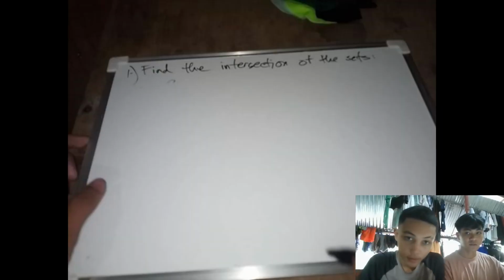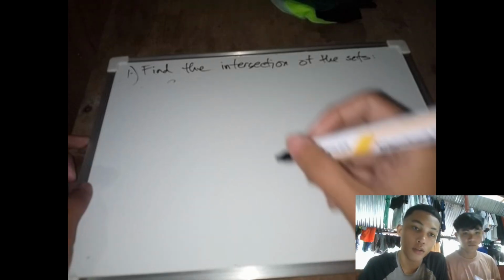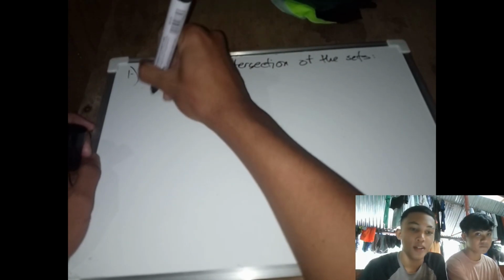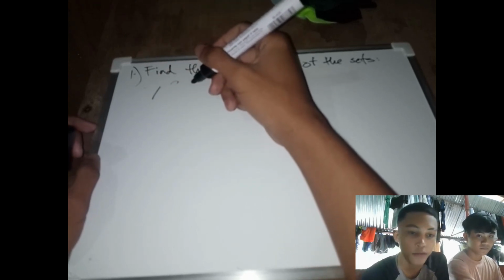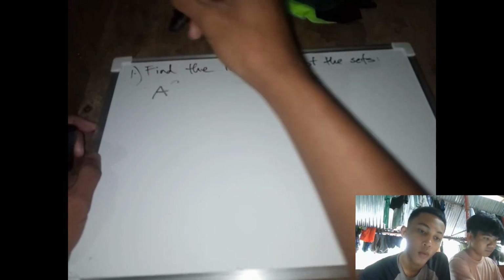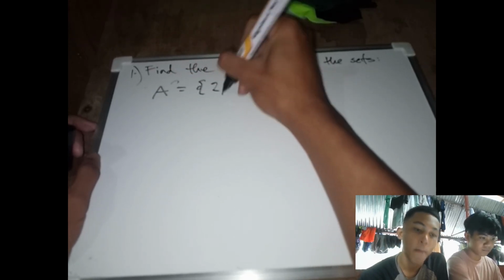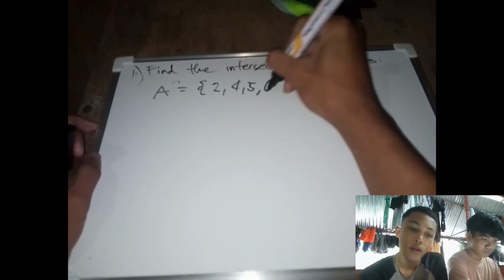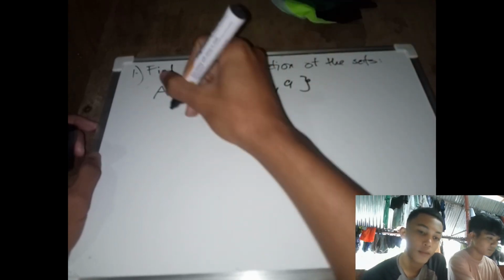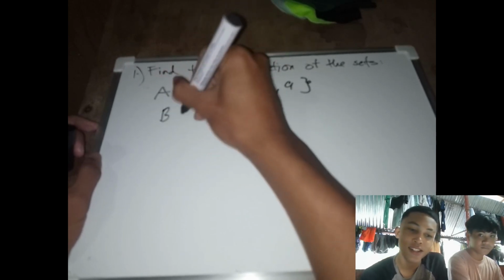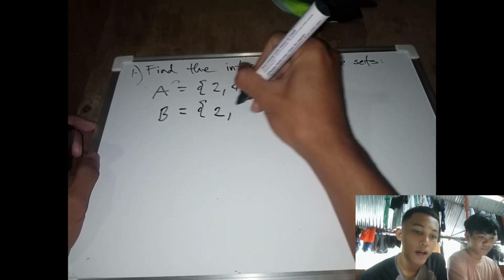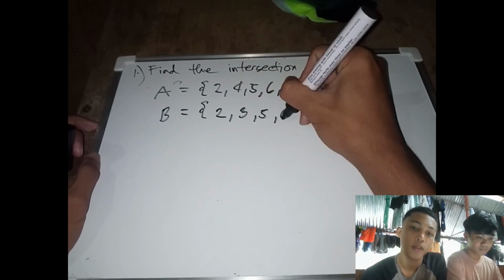We're here to make a tutorial video on the intersection of sets. So let's go. Let's find the intersection of sets. Now let's say we have set A which contains the elements 2, 4, 5, 6, and 9. And we also have set B which contains the elements 2, 3, 5, 6, 7, 9, and 10.